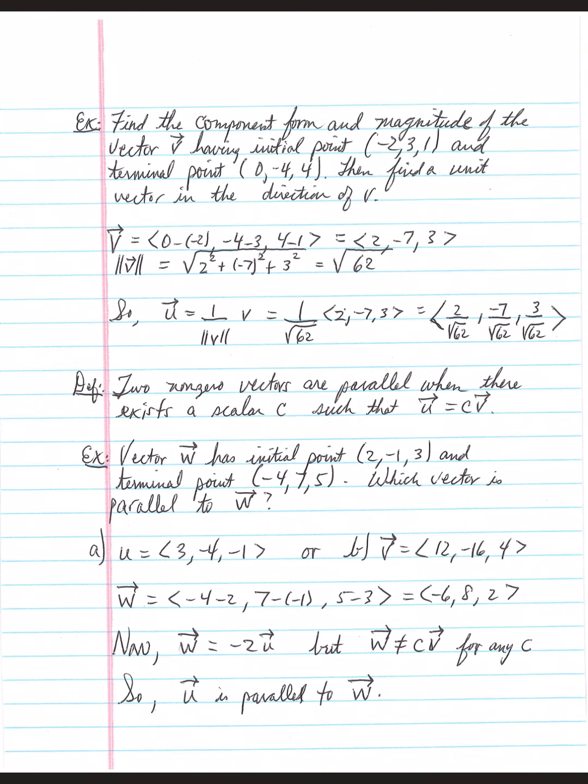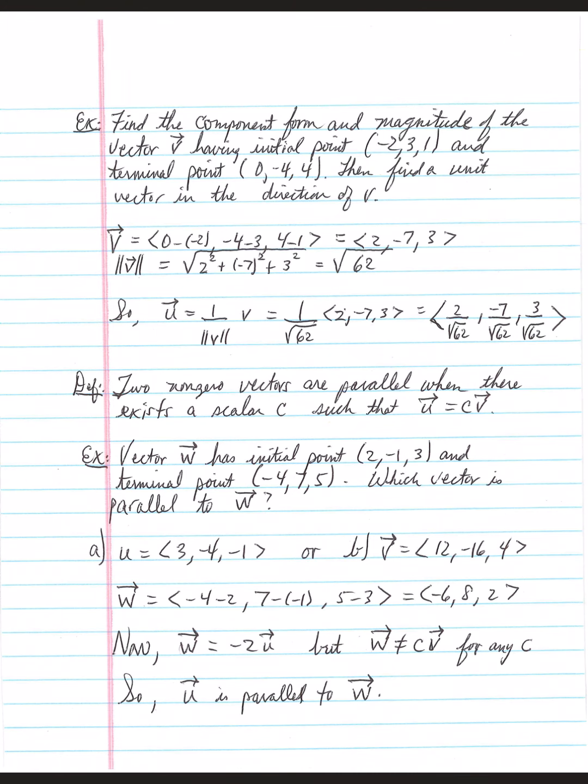Example: find the component form and magnitude of vector v having initial point (-2, 3, 1) and terminal point (0, -4, 4). Then we're going to find a unit vector in the direction of v. So first things first, terminal minus initial, 0 minus -2, that's the first number, 2. -4 minus 3, that's the middle number, -7, or the y value. And then finally 4 minus 1, that's 3, and that's the z component of vector v.